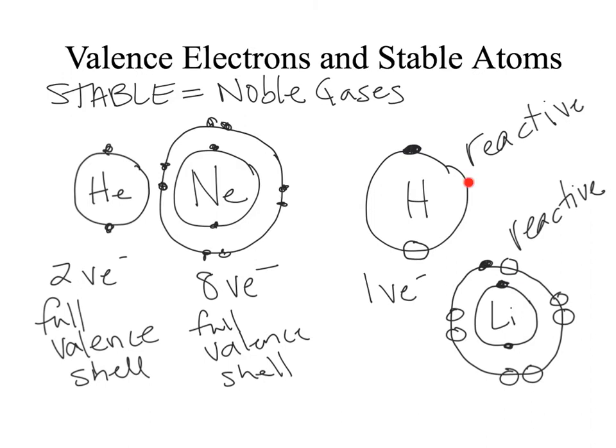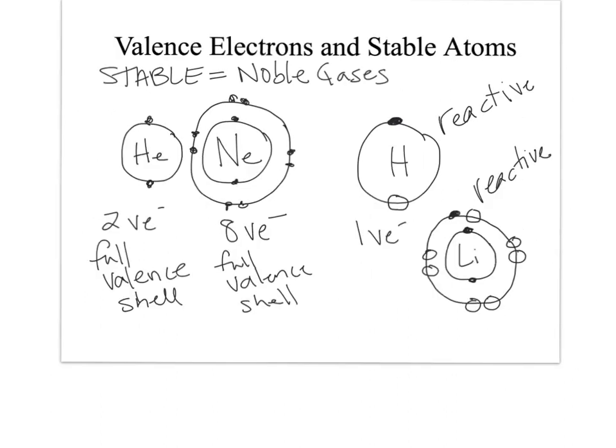In order for hydrogen and lithium to become stable, they need to gain electrons in order to fill this valence shell. Hydrogen needs 1 electron in order to fill its shell, and lithium needs 7 in order to fill its outer shell in order to become stable and non-reactive. This tendency for elements to want to become stable, to have a complete valence shell, is called the octet rule.